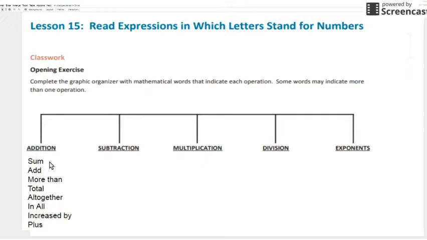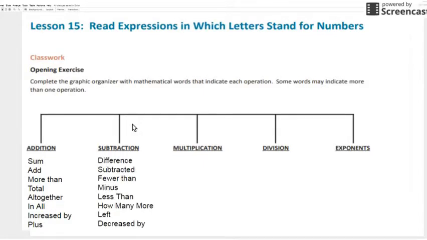First, the sum we've talked about, of course, is the answer to an addition problem. We add, more than, total, which hopefully you've seen before, all together, in all, increase by, and of course, the word plus. So if you need to memorize these as I'm going through them, pause the video as needed and fill them in. Next, we're going to move on to subtraction.